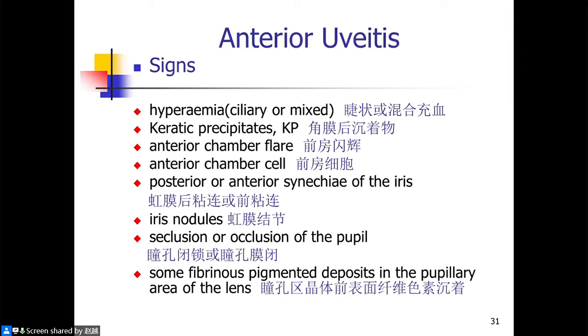Let's review. Hyperemia, ciliary or mixed. Keratic precipitates, KP. Anterior chamber flare. Anterior chamber cells. Posterior or anterior synechiae of the iris. Iris nodules. Seclusion or occlusion of the pupil. Some fibrinous pigmented deposits in the pupillary area of the lens.